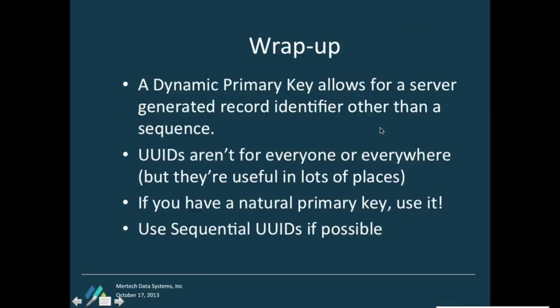So to wrap this up, what's the advice across the board on this? Well, dynamic primary keys allow you to generate a record identity other than a sequence. UUIDs are what we talked about generating in this case. They're not for everyone, but they're really, really useful overall.